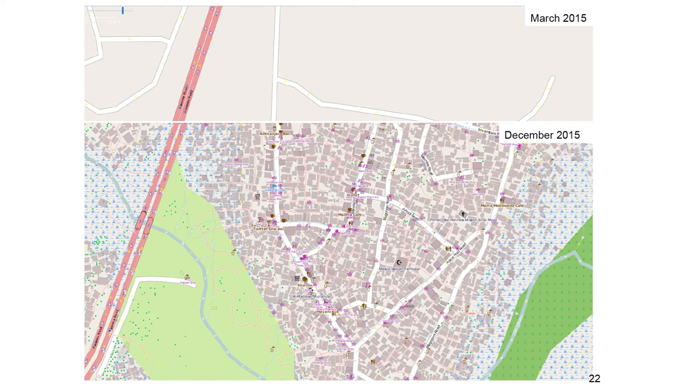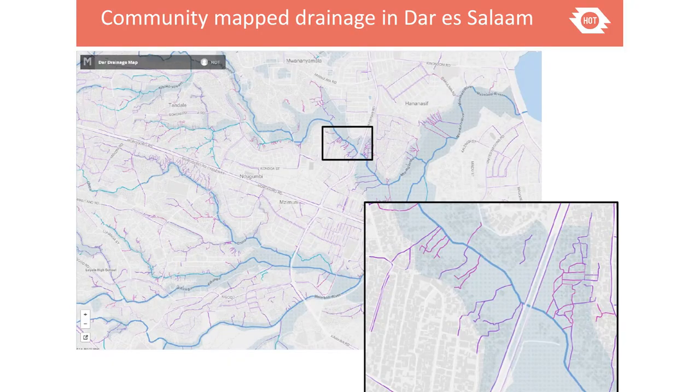Before we had the major roads only mapped, but then we added more of the buildings, more of the waterways, more of the information that we have been collecting. And the good part of this is the information is free because it's stored in OpenStreetMap. So it's free, anyone can access and use the information. This is just another example of what we have been doing. The lower picture is showing Dar es Salaam now, and the upper one is showing before mapping.